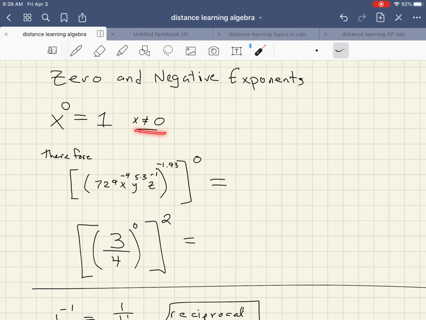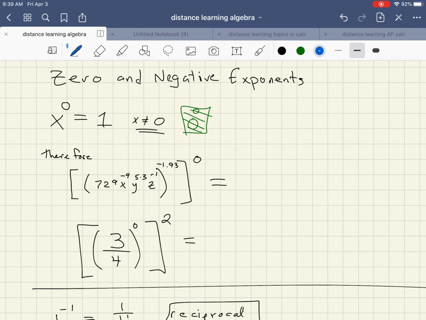It's that simple. The only thing where that doesn't apply is 0 to the 0 power, which we're not going to worry about right now. So 0 to the 0 power is not 1. But anything else to the 0 power is 1.